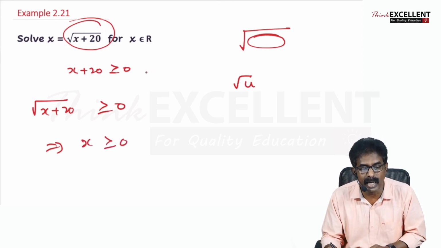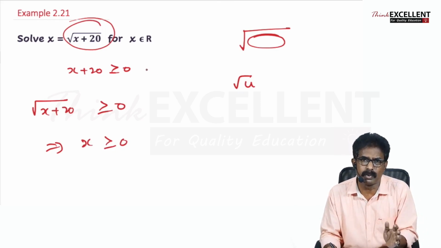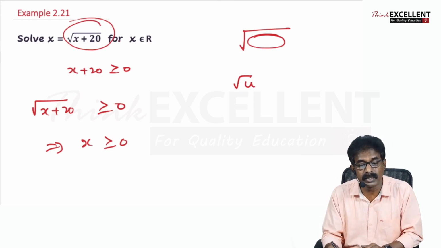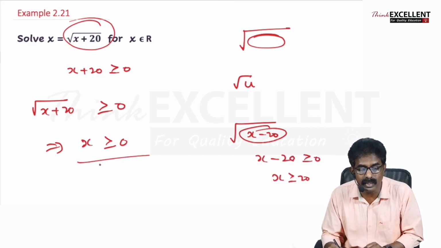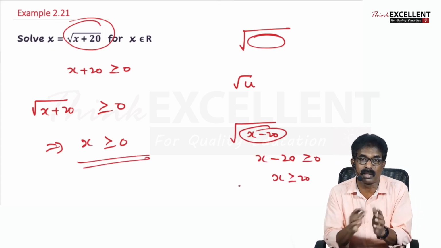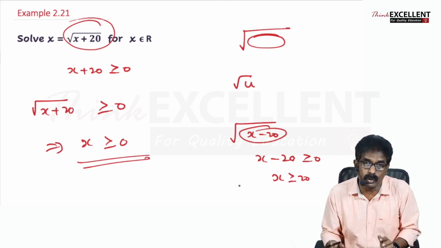In the first one, actually you are getting x greater than or equal to minus 20, but it is not going to help you in any way because x must be greater than or equal to 0. Suppose instead of root of x plus 20, it is root of x minus 20. Then x minus 20 is greater than or equal to 0, so x is greater than or equal to 20. So even x greater than 0 is not going to help you because x must be at least 20, and whatever answer you get, you should take only a final answer that is at least 20.